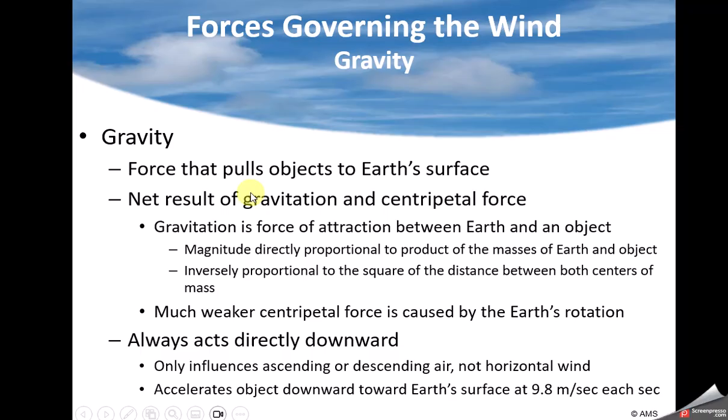One more force, gravity. Everything on Earth is pulled toward the center of the Earth. That's gravity. And there's gravity on the moon, there's gravity on Mars, so there's gravity all over the place. But that gravity on the Earth pulls everything down, pulls all air parcels down towards the ground. So when an air parcel is moving upwards, it's defying gravity.